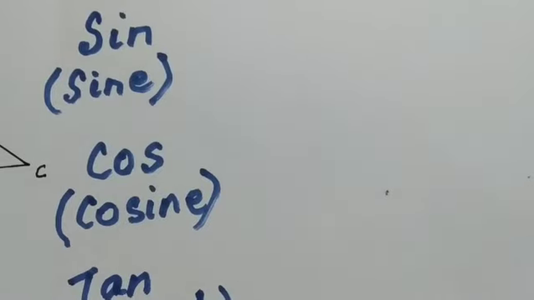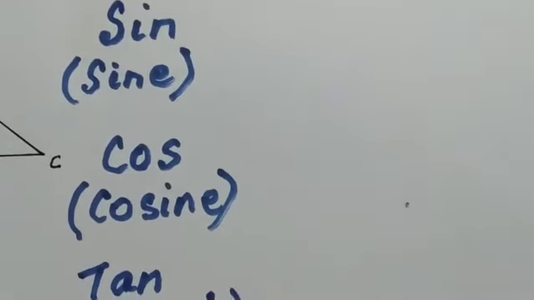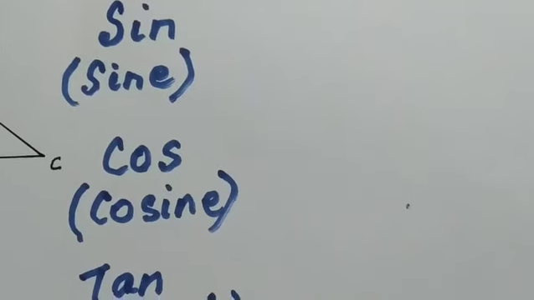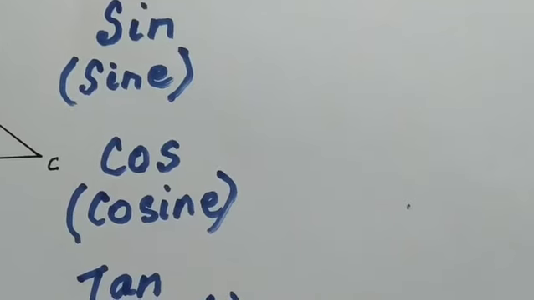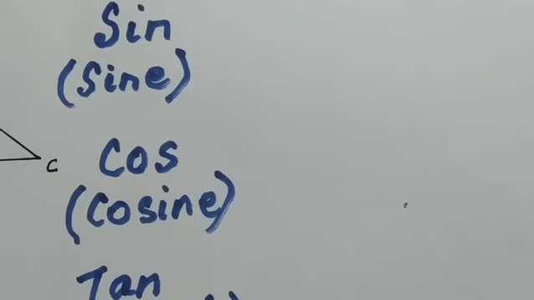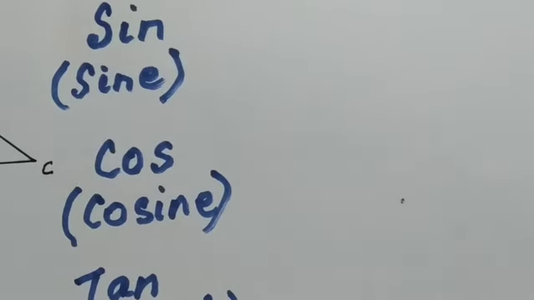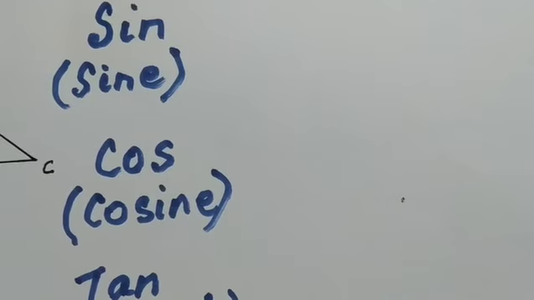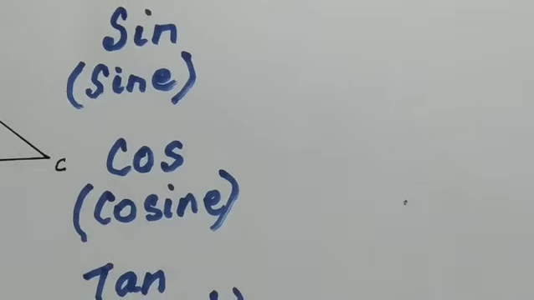Now these three are the fundamental ratios, and from these three we would later look at another three ratios. But let's start with this. I would refer to these three as the superstars of trigonometry, because everything in trigonometry revolves around them. So we have these three superstars: sine, cos, and tan. Let's look at what sine does.